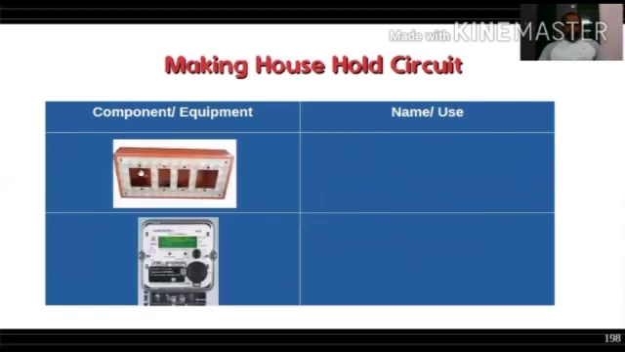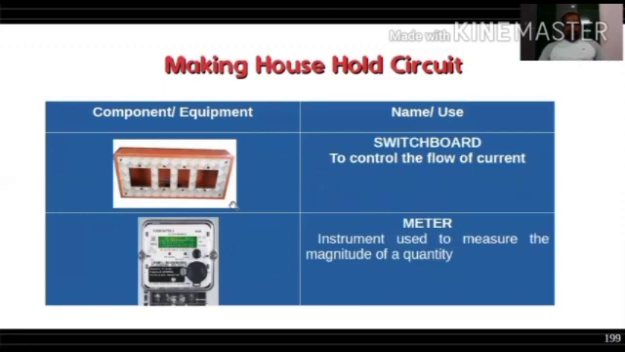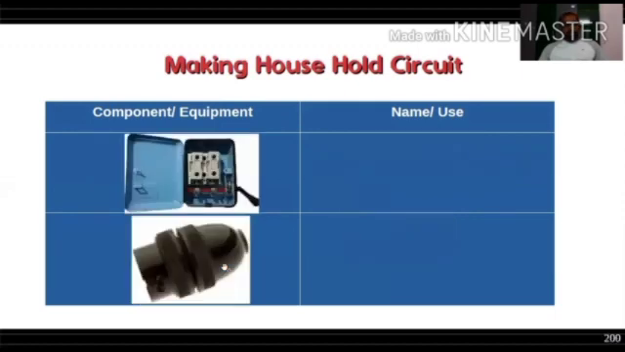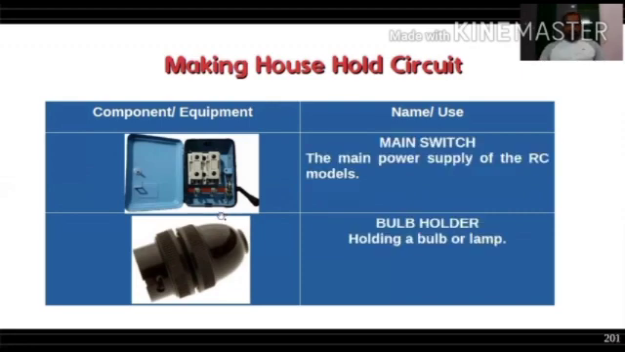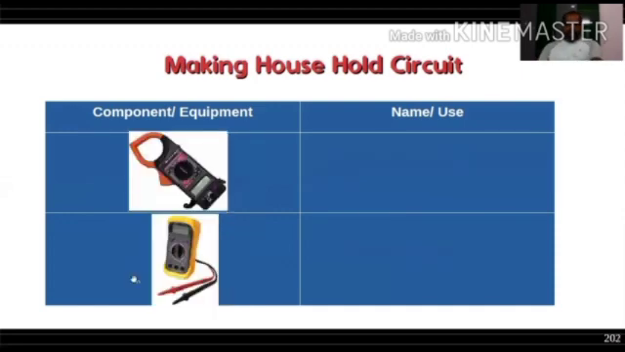Then switchboard and watt-hour meter. Switchboards are used to control the flow of current, and watt-hour meter is used to measure the quantity of consumed electric current. Then comes main switch and bulb holder. Main switches are used to supply the main power to the circuit, and a bulb holder is used to hold a bulb or a lamp. Then the next one is clamp ammeter and multimeter.